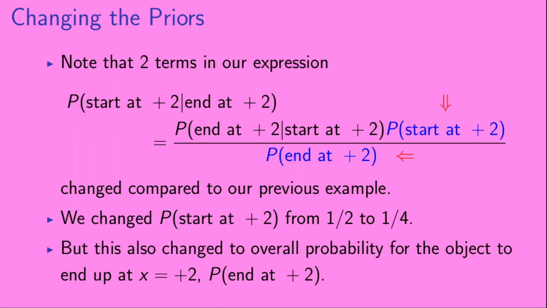Now, it is important to note that two terms in our expression changed compared to our previous example. So we changed the probability for the object to start at +2 from 1/2 with the fair coin to 1/4 with the weighted coin. But this also changed the overall probability for the object to end up at x equals +2. So the term in the denominator, p of end at +2.